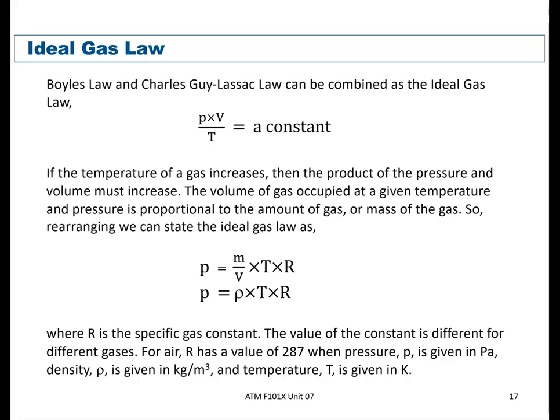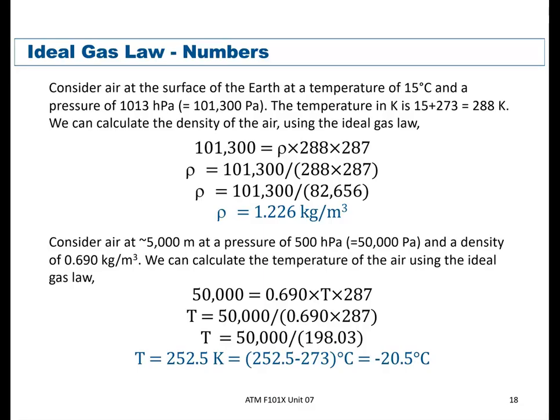The gas constant R is specific to each gas. For dry air, it has a value of 287, where pressure is given in pascals, density is in kilograms per meter cubed, and temperature is in Kelvin. We can plug numbers into the equation and determine typical values for the density of air at the ground, given pressure and temperature. We can determine the temperature at 500 hectopascal given the density and pressure. At a pressure of 1013 hectopascal and temperature 15 degrees Celsius, air has a density of 1.226 kilograms per meter cubed. At a pressure of 500 hectopascal, if the density of air is 0.690 kilograms per meter cubed, the temperature is 252.5 Kelvin or minus 20.5 Celsius.